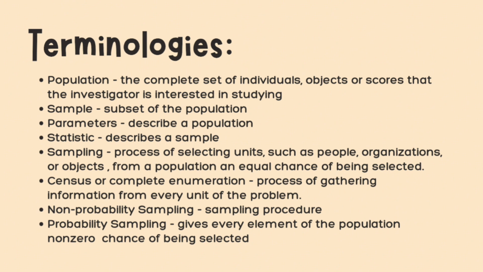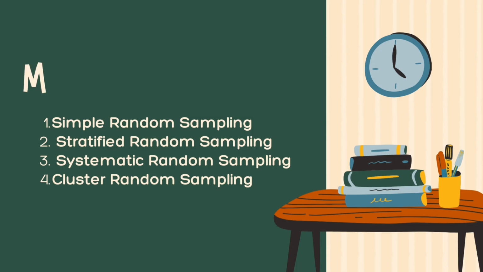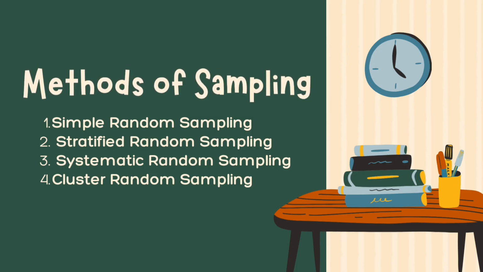Census or complete enumeration is the process of gathering information from every unit of the population. Non-probability sampling is the sampling procedure where not every element has a known chance of being selected. Probability sampling gives every element of the population a non-zero chance of being selected. We have different methods of sampling. We have simple random sampling, stratified random sampling, systematic random sampling, and cluster random sampling.